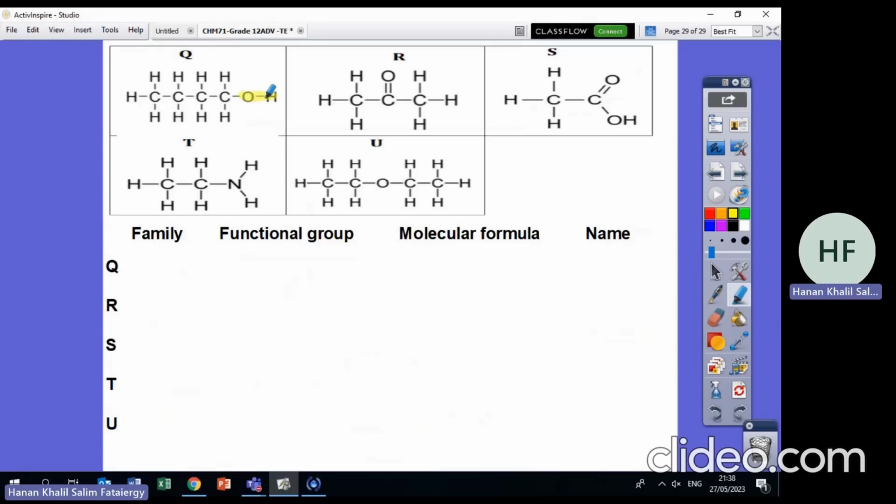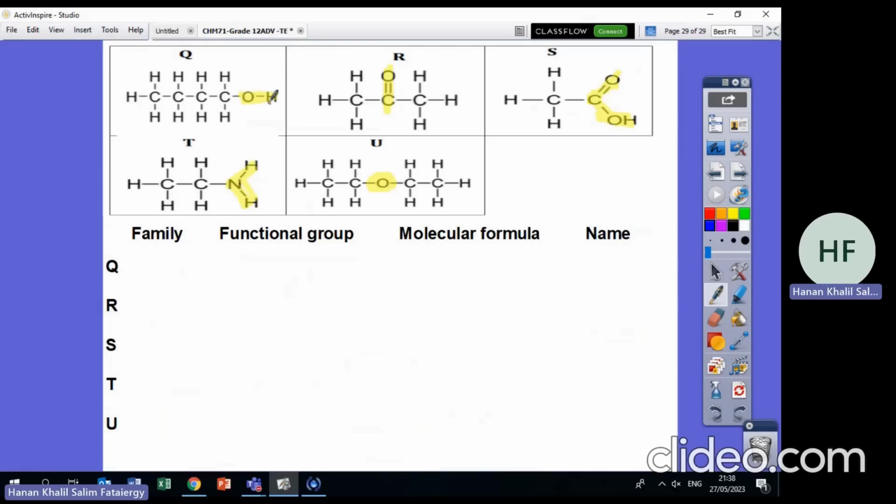The first one have OH. So what is the family? This one have C double bond O in the middle of the chain. This one have O and OH. This one have nitrogen. This one have O بالنص. Okay, لاحظوا هاي وهاي شو الفرق بينهم؟ هون الأكسجين is in the middle of the chain without double bond. هون C double bond O.